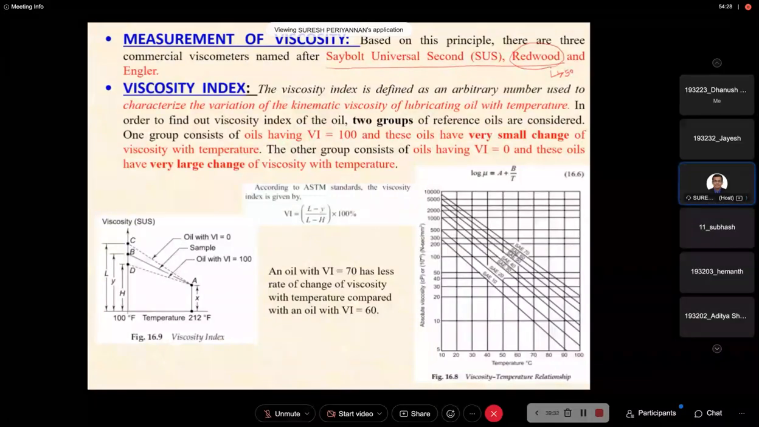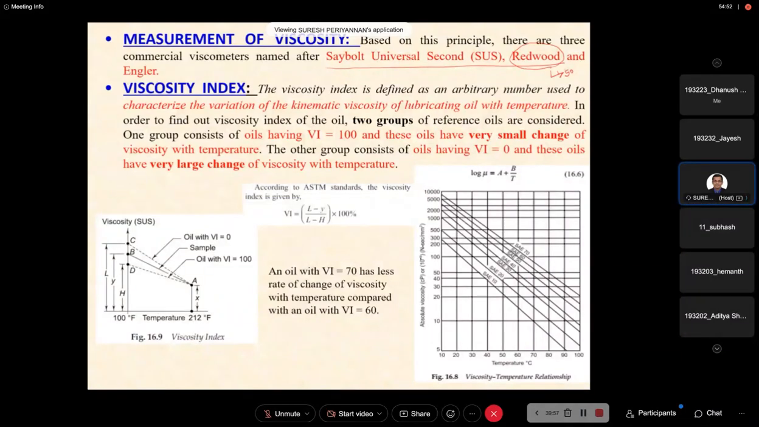Now, these are the three very important methods: the Saybolt viscometer, the Redwood viscometer and the Engler viscometer. Who is using them, what the standard procedure is, and how much quantity they consider for testing purposes, those are the things we have discussed.